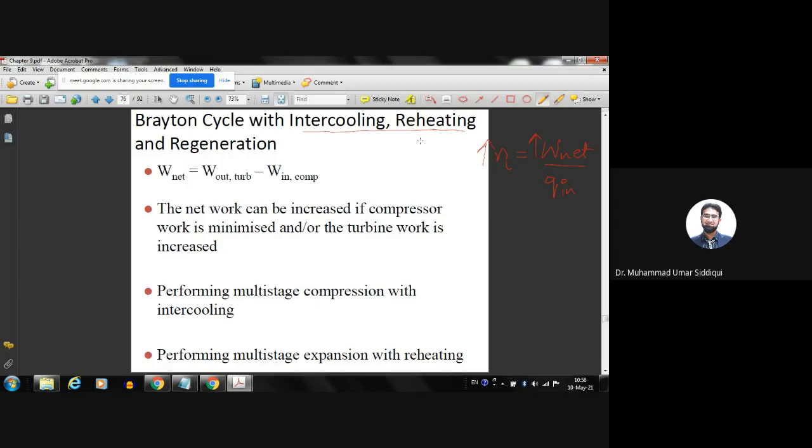When you have to compress an expanding gas, you need to provide more and more work. The compressor needs to provide more and more work input in order to compress an expanding gas. Okay, and so the work input of the compressor increases significantly.